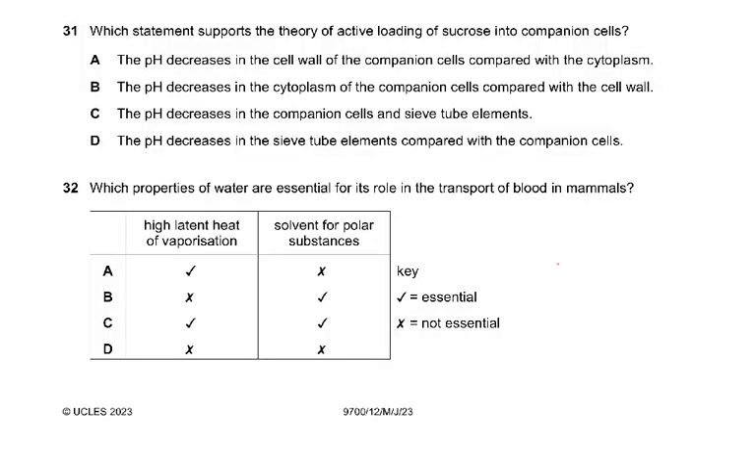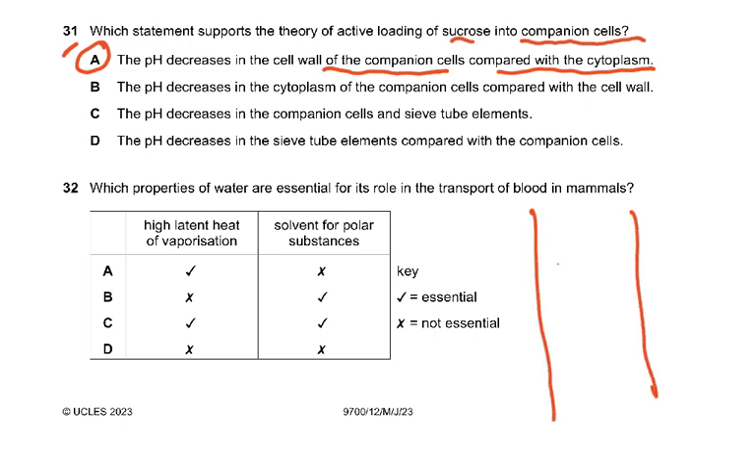Now coming to question number 31, which statement supports the theory of active loading of sucrose into the companion cells? The answer is A. The pH decreases in the cell wall of the companion cells compared with the cytoplasm. Now, okay, I'm going to explain it to you.